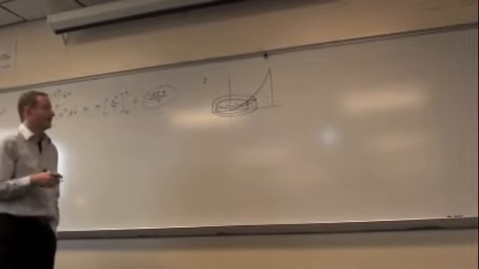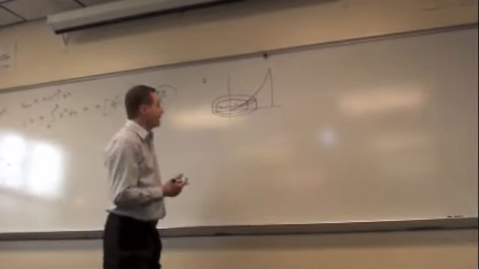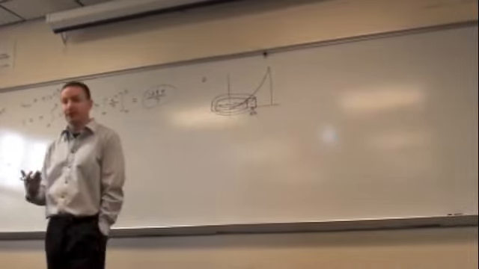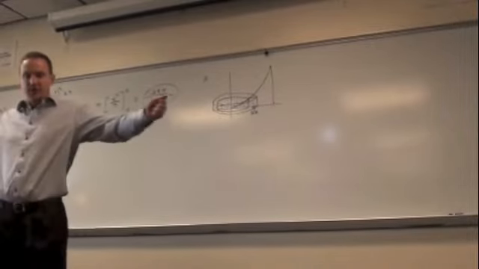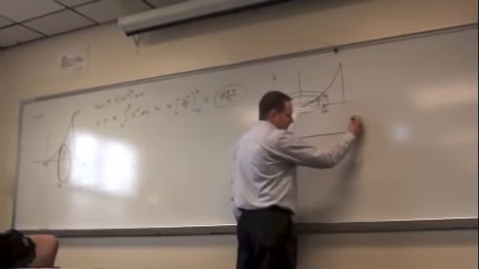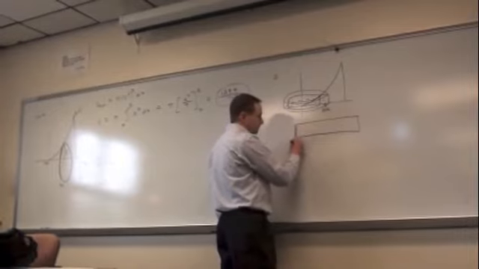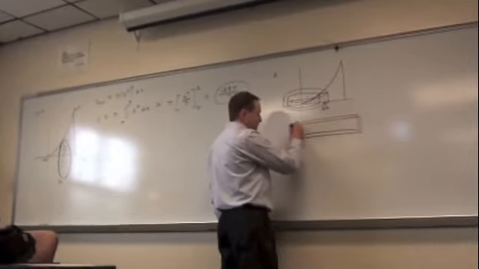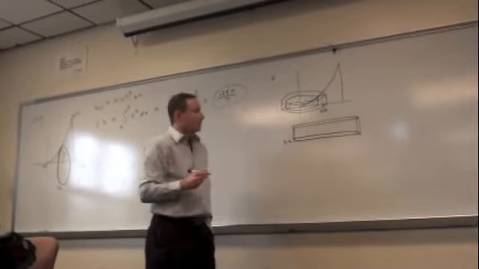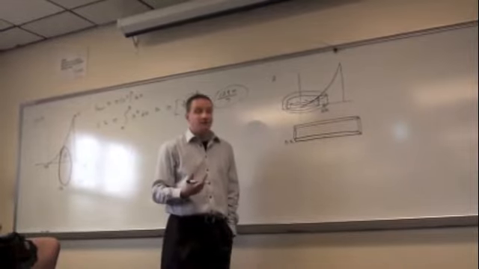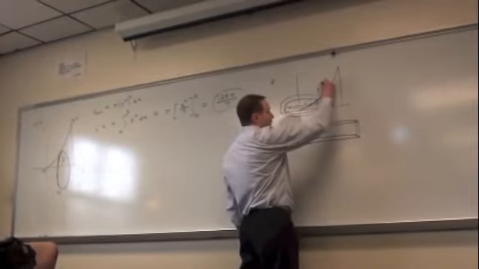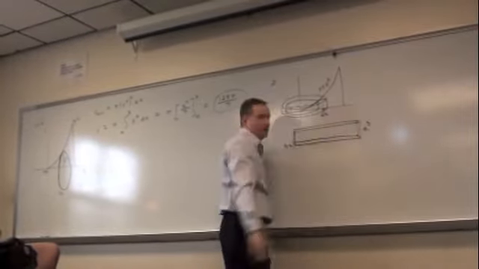So now, here's my shell. I know that the shell has a thickness of delta x because it's a change in distance on the x-axis. If I ripped that shell open, one arbitrary shell is nothing more than a rectangular solid. That rectangular solid also has a thickness of delta x. The height of the shell is simply the height of the curve at any point in the shell, a y value of x cubed.